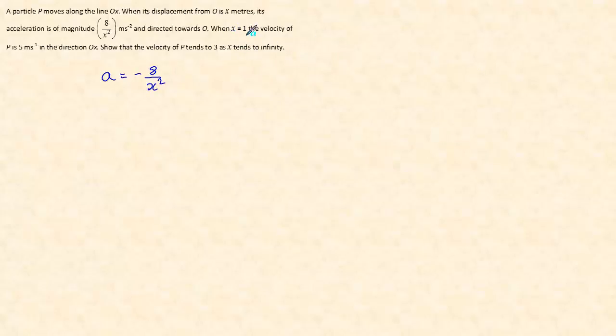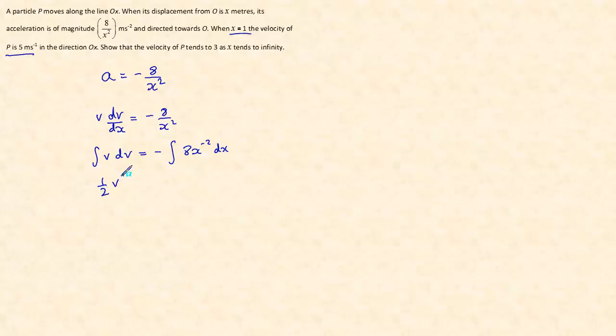We're now given that when x is 1, the velocity is 5, and we want to show the velocity of the particle tends to 3 as x tends to infinity. So v dv/dx is negative 8 over x squared. So the integral of v dv is going to be negative the integral of 8x to the negative 2 dx.